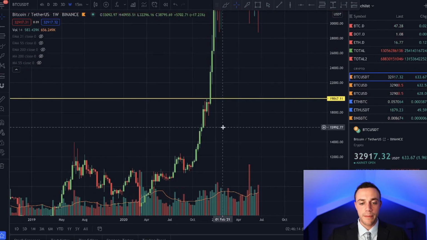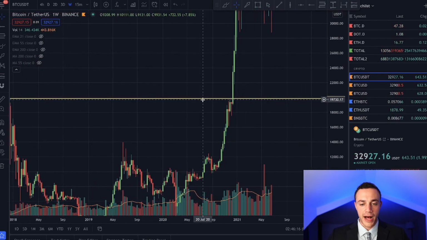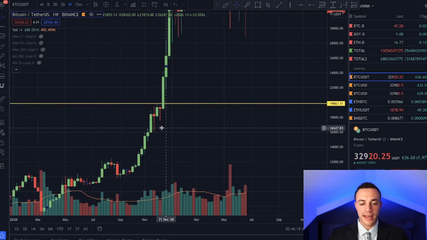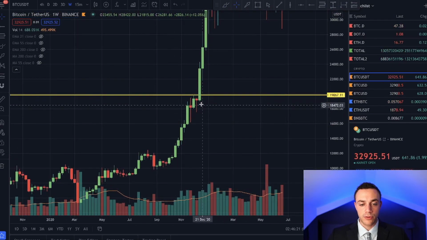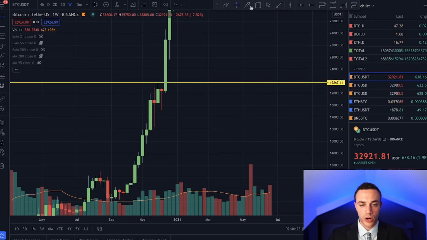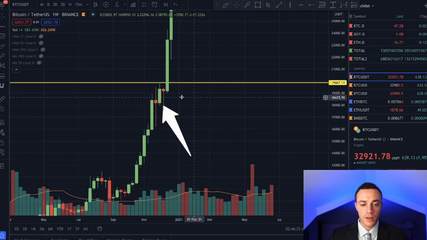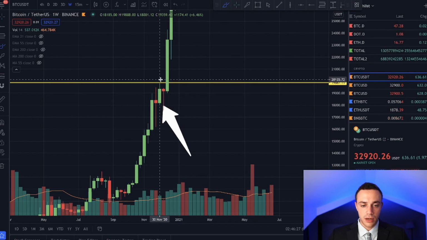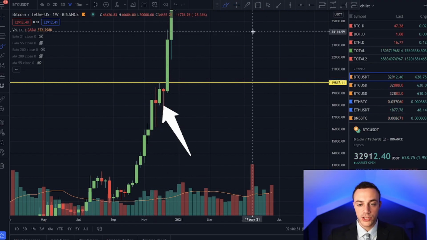Now if we look back to December of 2020, after enduring this crypto winter, the bear market, price did make its way back up to the previous all-time high of Bitcoin. I want you to notice how price reacted to the level. Right here in this green candle is where I am looking. As we can see, price touched the all-time high, and this is a weekly time frame, by the way. I should have mentioned that.